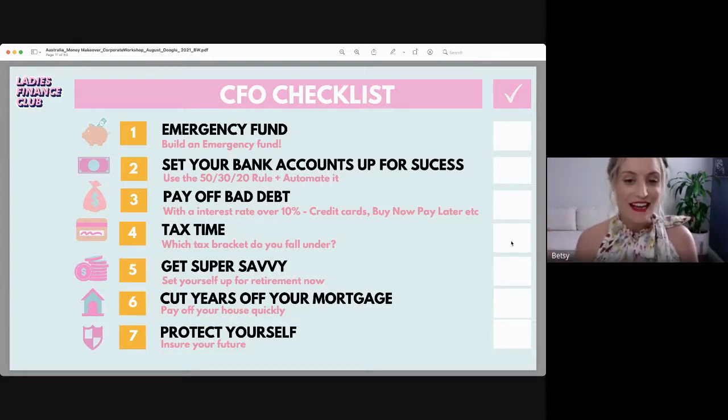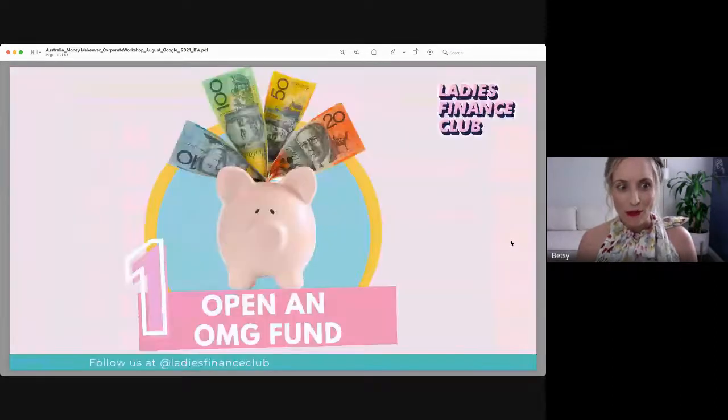Some strategies for tax time and how to save money on tax legally. Very important. Taxman doesn't like it if you do dodgy things, so legally is always good. Ensuring you understand super. There's been some exciting changes to super this year, so we're going to talk about them. Cutting years off your mortgage and how to protect yourself against life's little curveballs, like global pandemics and such things.